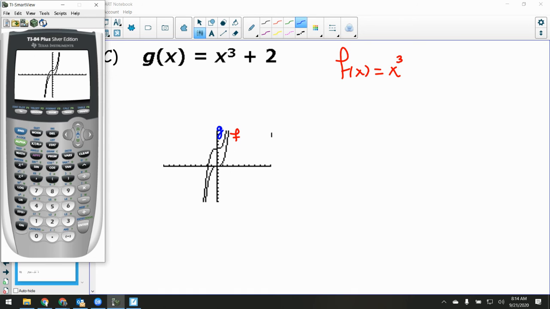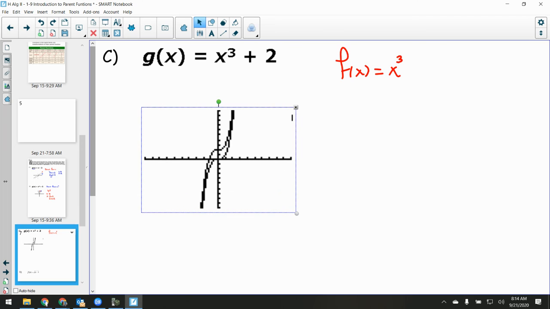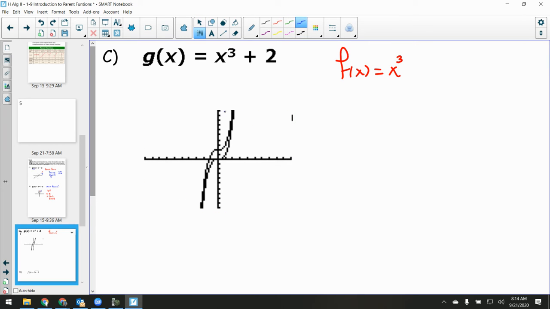Here we go. That's much better. I'll just put you over top there. This is G on the left side. This is F on the right side.